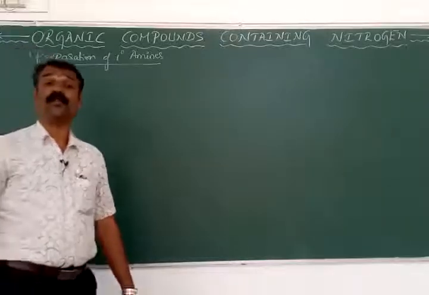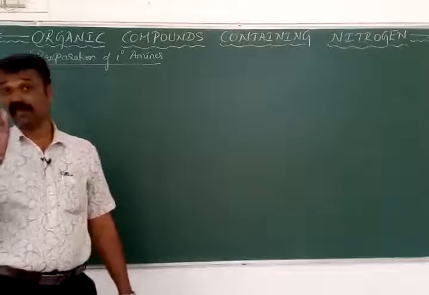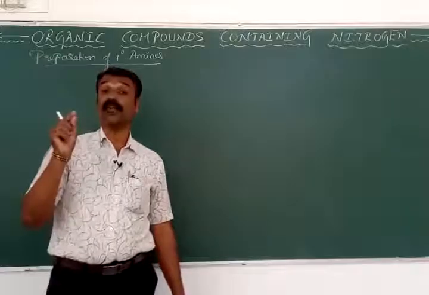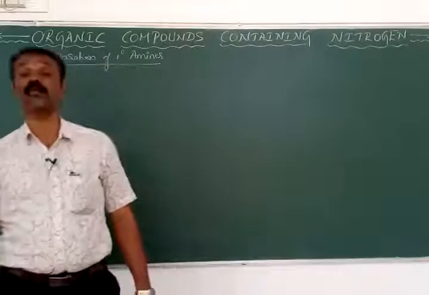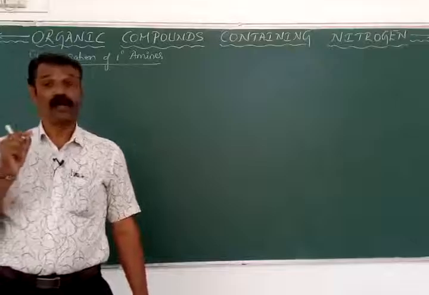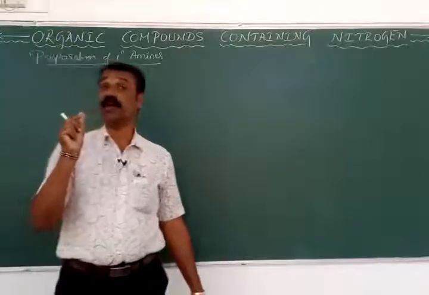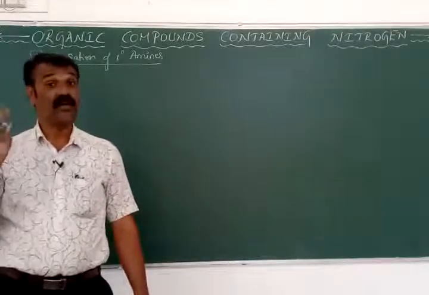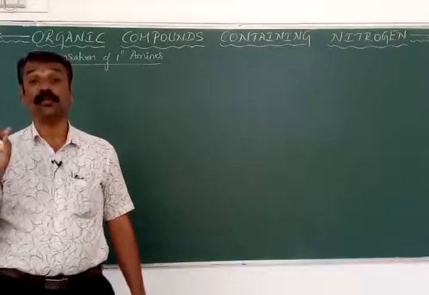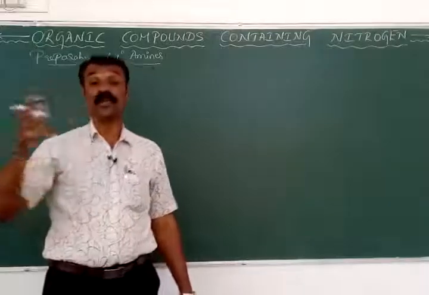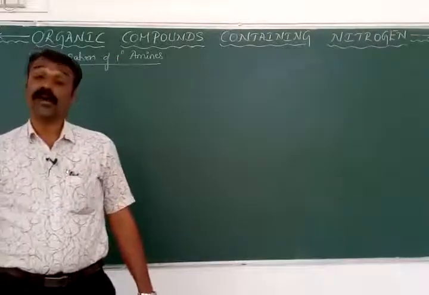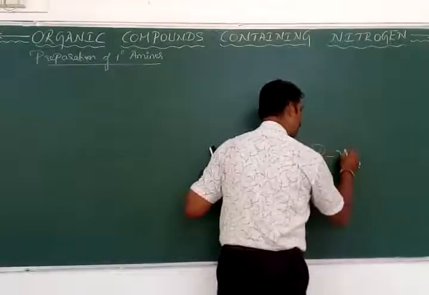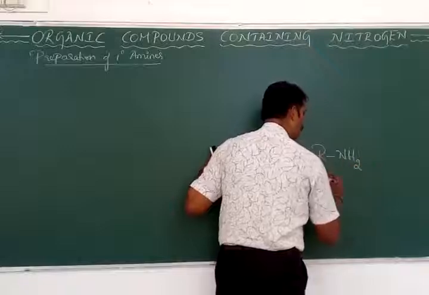First, what we have known about the primary amines: they are the derivatives of which one? The ammonia, in which only one of the hydrogen atoms has been replaced by an organic group. Here it is only the alkyl group or the aryl group, which replaces the hydrogen atom of ammonia. That is why the general representation of a primary amine is given by RNH2.